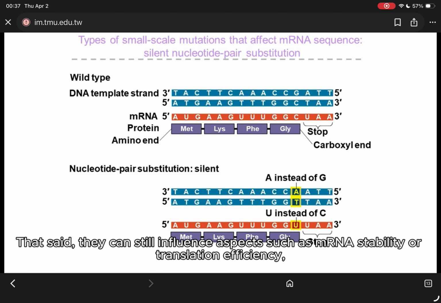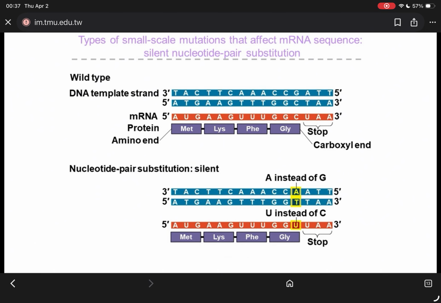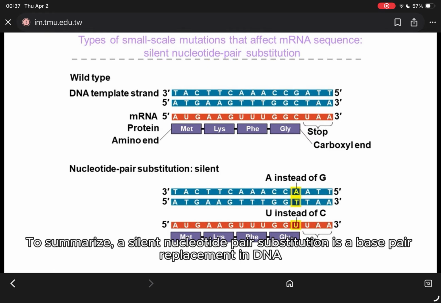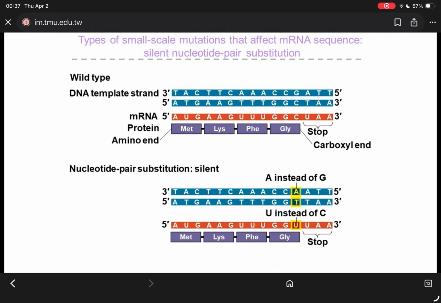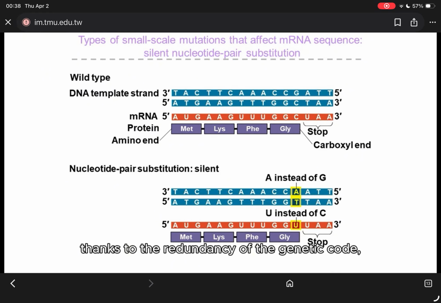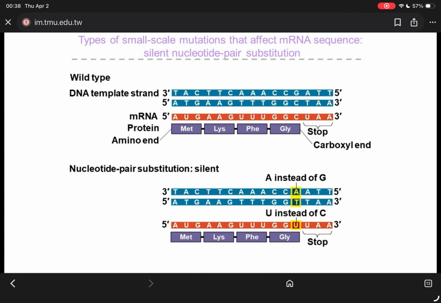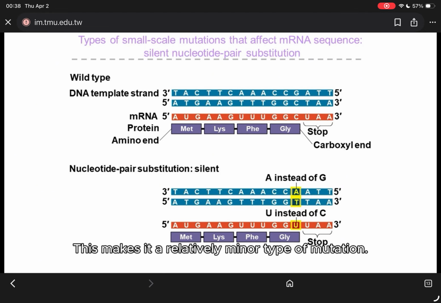That said, they can still influence aspects such as mRNA stability or translation efficiency, but they usually do not directly change the protein's structure. To summarize, a silent nucleotide pair substitution is a base pair replacement in DNA that alters the mRNA sequence, but, thanks to the redundancy of the genetic code, does not change the amino acid sequence of the resulting protein. This makes it a relatively minor type of mutation.